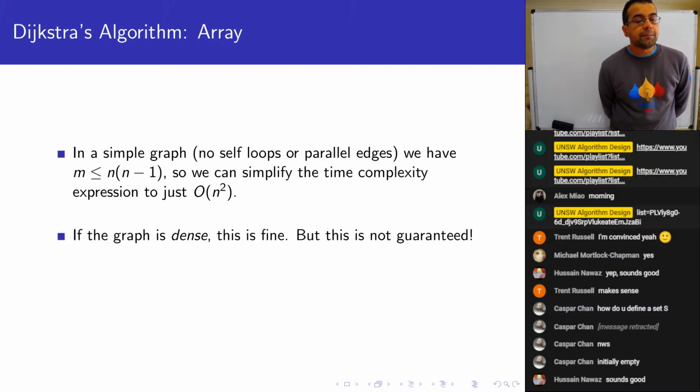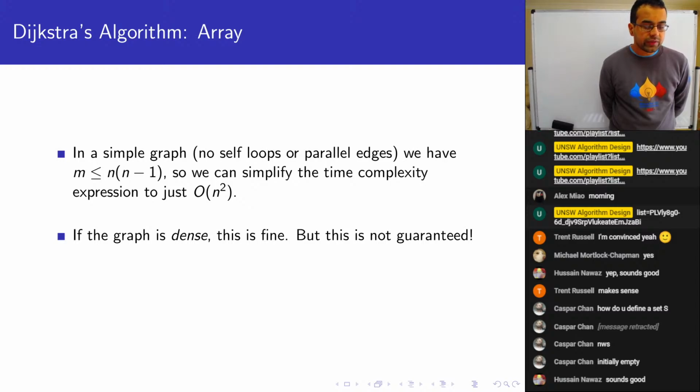Now, a little bit of a disclaimer here. If the graph is dense, that is, it has close to the maximum number of edges, this is okay, right? If we consider, for example, a complete graph where every possible edge appears, then you can't do better than this, because certainly you can't solve the single source shortest path problem without going over all the edges.